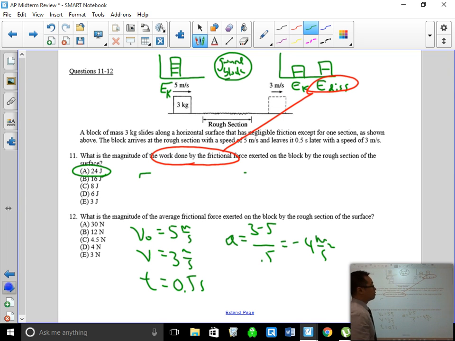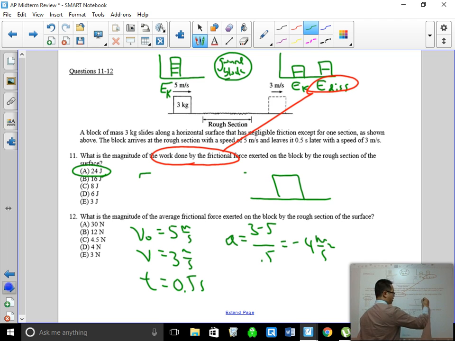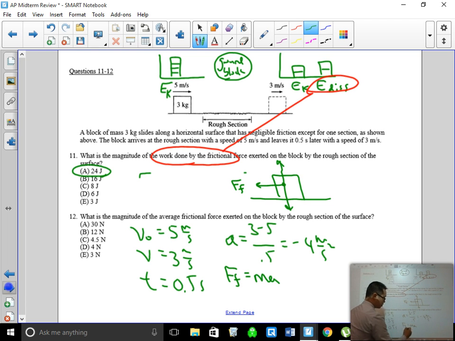And assuming, of course, that in terms of the block moving, the only force on the x-axis is friction, then friction is equal to mass times acceleration, which equals 3 times negative 4, which ends up equaling 12 newtons.